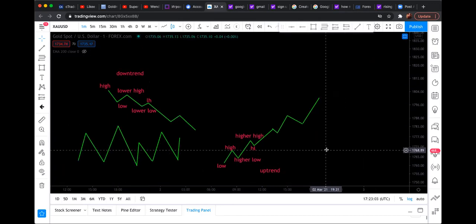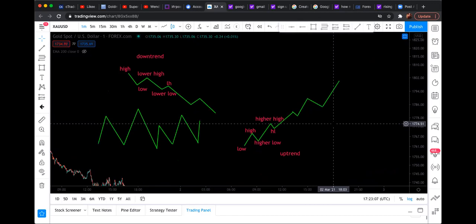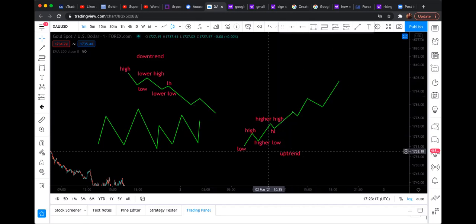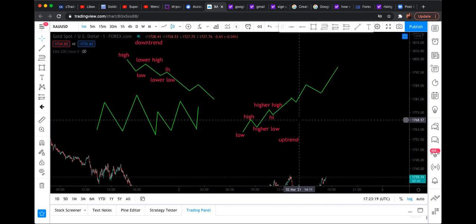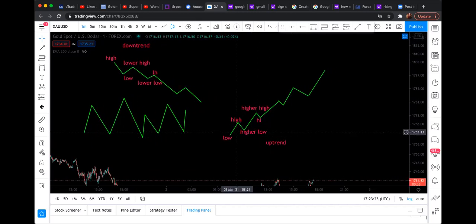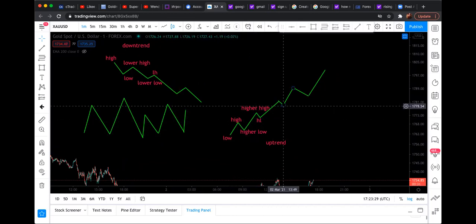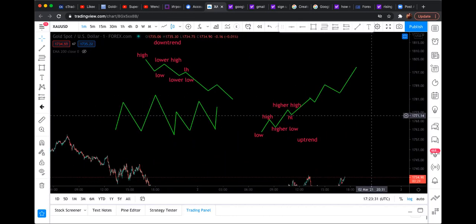So I'm mainly focused on teaching you guys market structure and how to follow trend, because the trend is your friend. You get it? People always hear this, but how to properly follow the trend is very, very important. So right now, as you could see, we have low, high, higher low, and then higher high, higher low. It's vice versa for the downtrend, but I'll still explain.